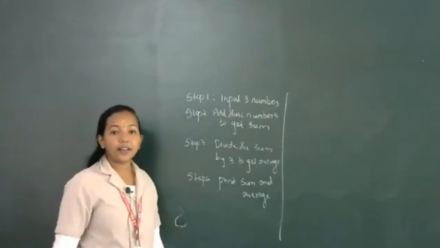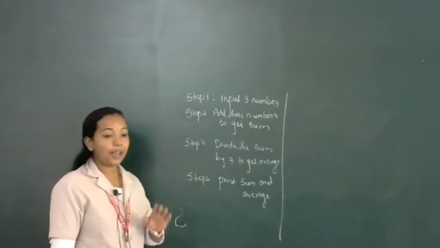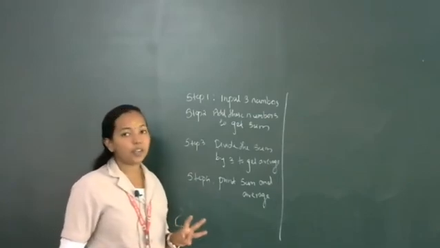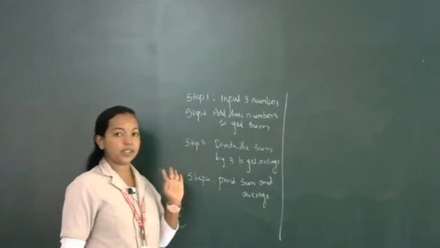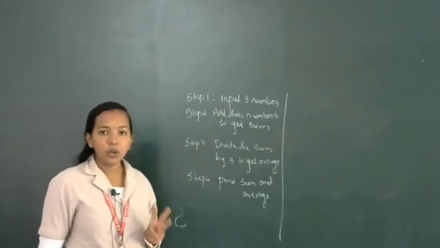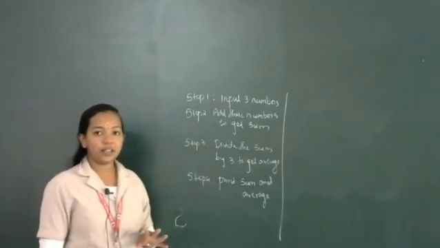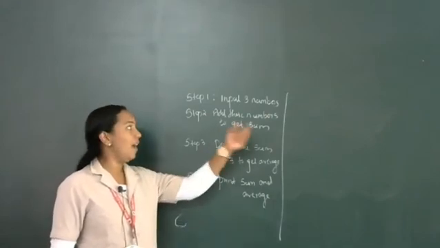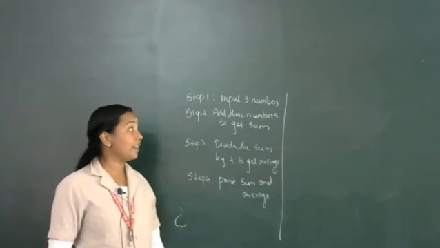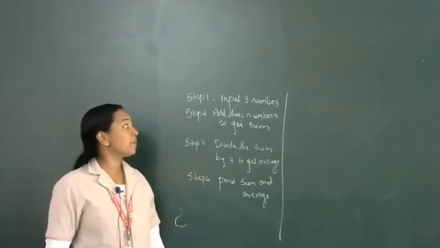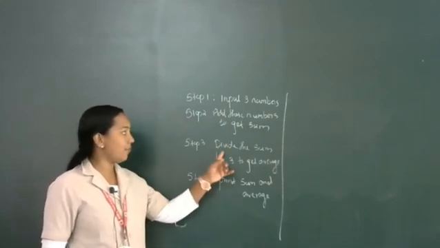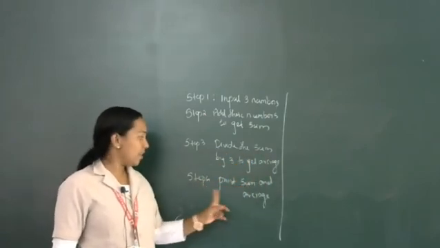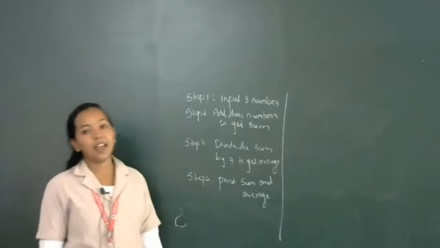Suppose you want to find the sum and average of three numbers. What will be the first step? You want to input three numbers into the computer. That's our first step. Then, to find the sum, you add the three numbers together to get the sum. Then divide the sum by 3 to get the average. Then step 4, print the sum and average.